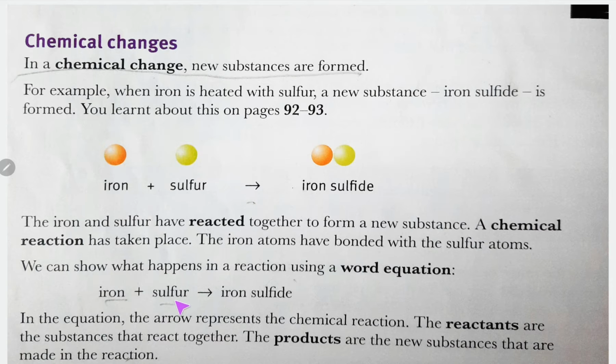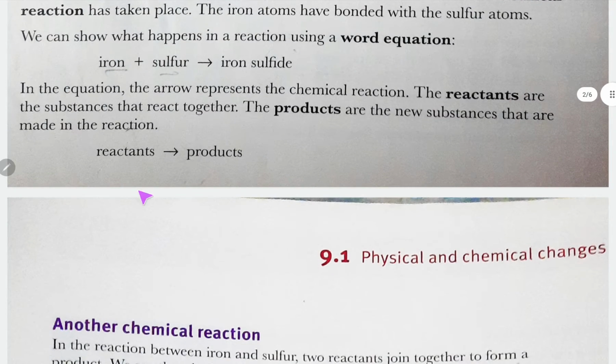So, here iron and sulfur are the reactants and iron sulfide is the product. Okay, products are the new substances that are made in the reaction. So, reactants, arrow, products. The arrow indicates what? The arrow represents the chemical reaction.